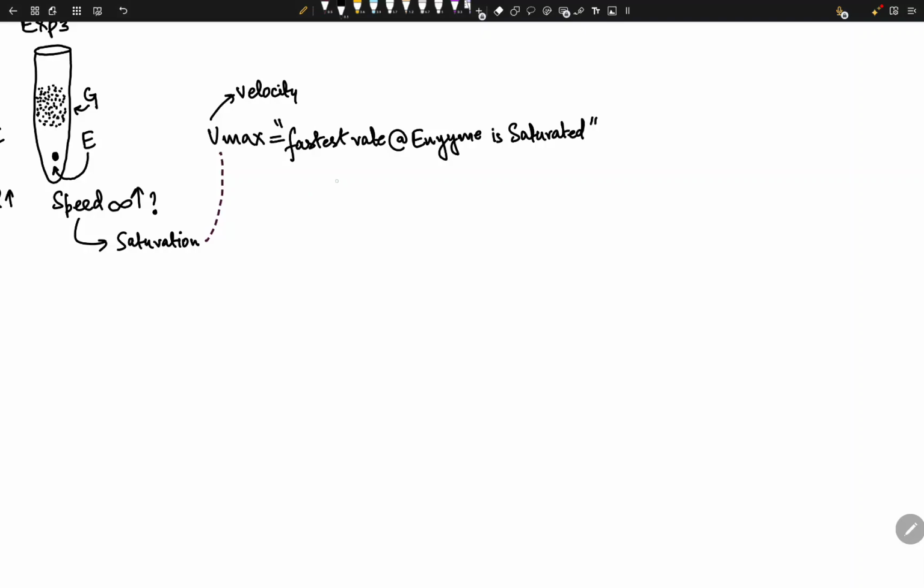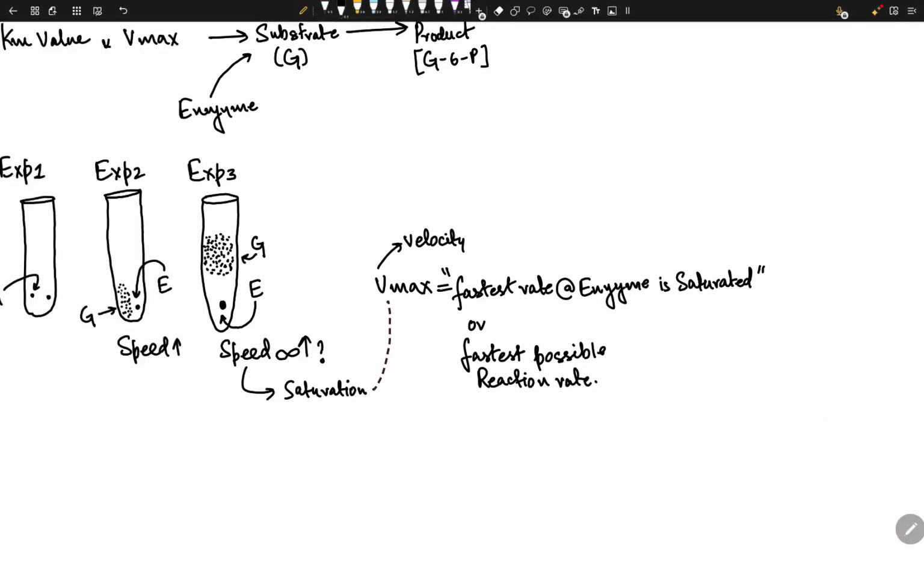Now, I'm not here asking about the fastest enzyme. Instead, I'm asking about the fastest possible reaction rate here, Vmax. Okay, now can the Vmax become larger by simply adding more substrate? Can I increase the Vmax by increasing substrate? I don't think so, because once the enzyme is saturated, adding more glucose or substrate is not gonna help it, right?